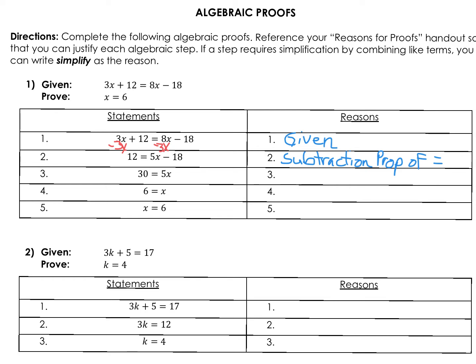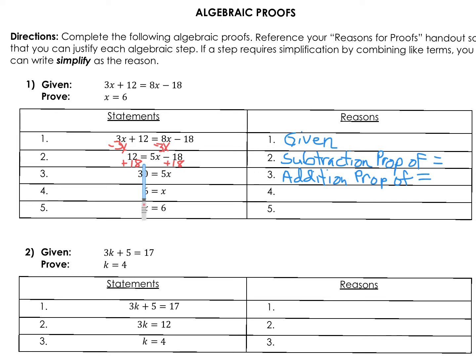Okay, so then the next statement, we're going from here to here. So notice that the 12 all of a sudden became 30, and the 5x minus 18 became 5x. So somehow the minus 18 disappeared from this side, and then this changed. Why? We must have added 18 to both sides to solve. So since we're adding, that is the addition property of equality. And yes, you have to put property of equality.